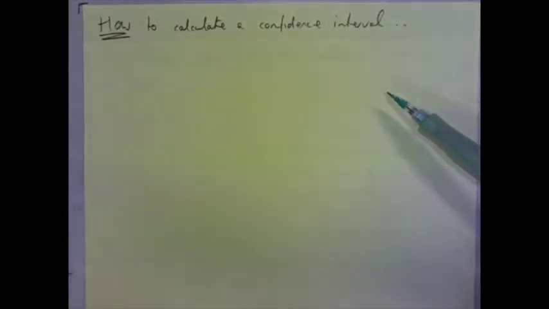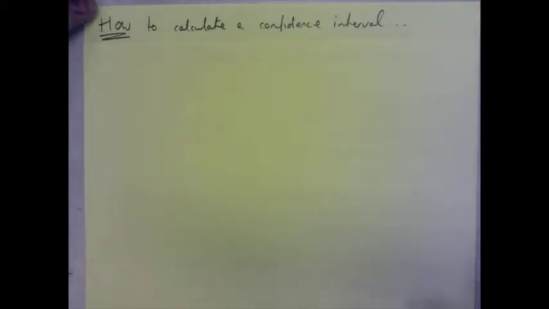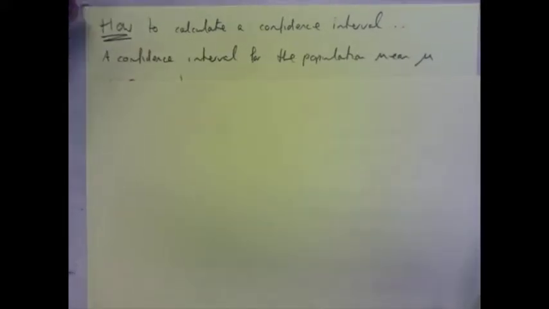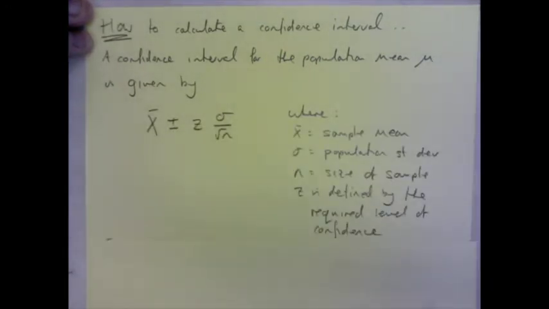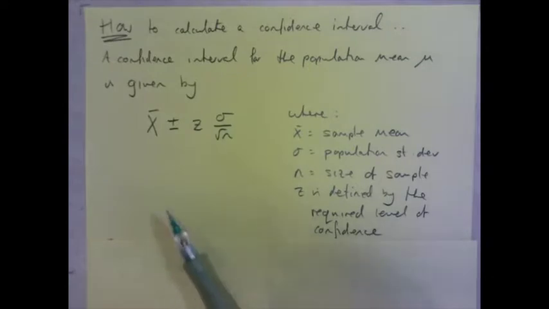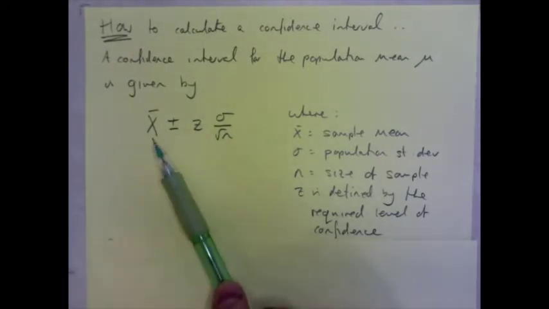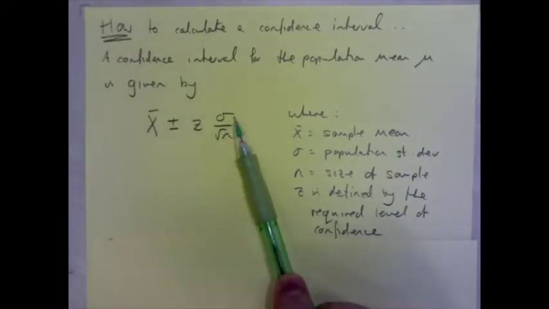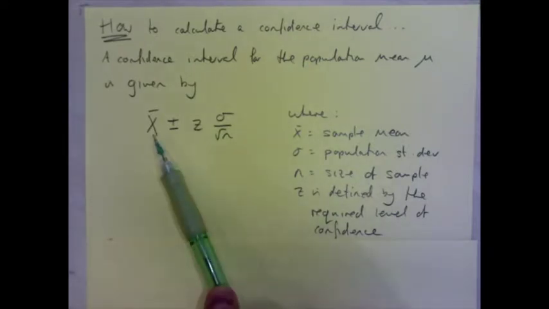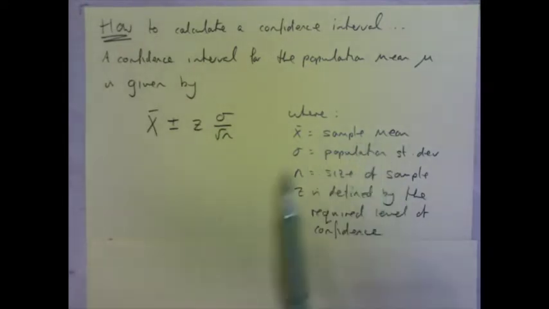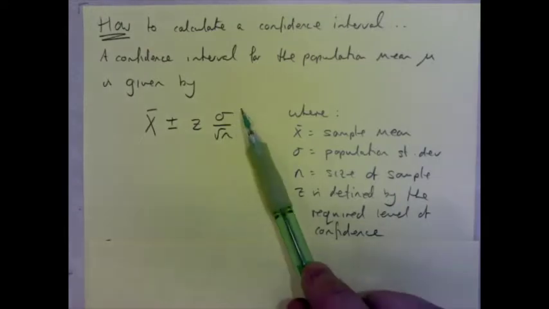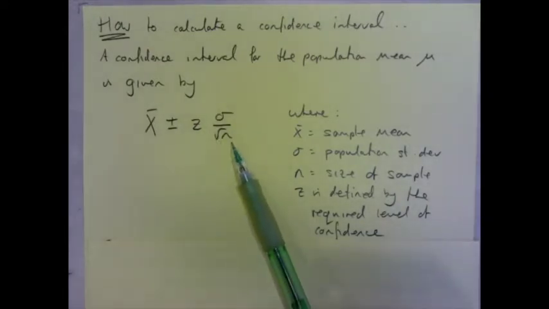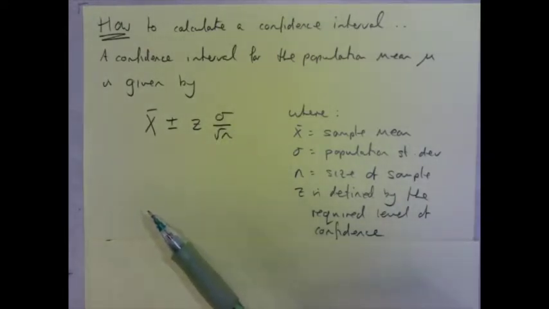Okay, moving on to how to calculate a confidence interval. Let's look at the formula first of all. The confidence interval is given by this formula: the sample mean plus or minus z times sigma on root n, where x bar is the mean of the sample that we're going to take, sigma is the population standard deviation, and n is the size of the sample. You'll recognize this sigma on root n as the standard error that we talked about in previous lessons.